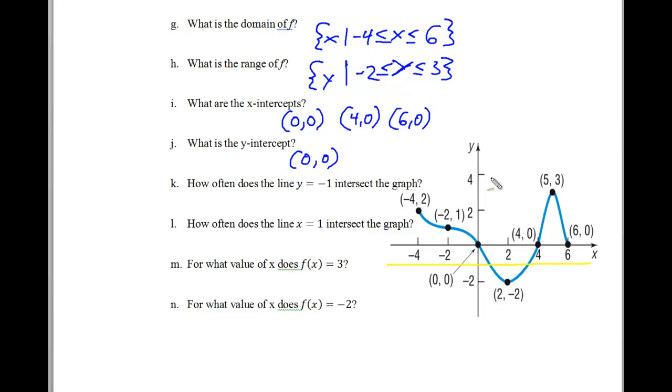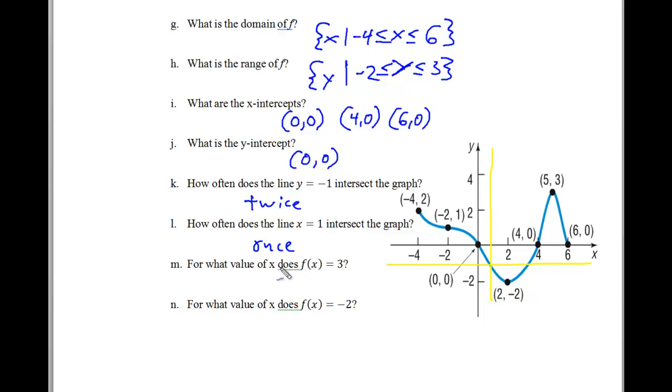Now, that is a vertical line, and since this is a function, it passes the vertical line test, and here it is, pow, hitting that once and only once, and it better only hit that line once because it is a function. So the answer for k is twice. Let me turn on my pen. Twice, and this is once.